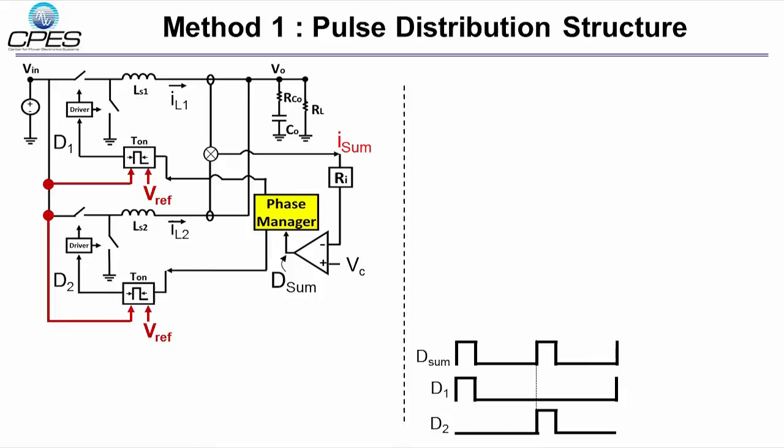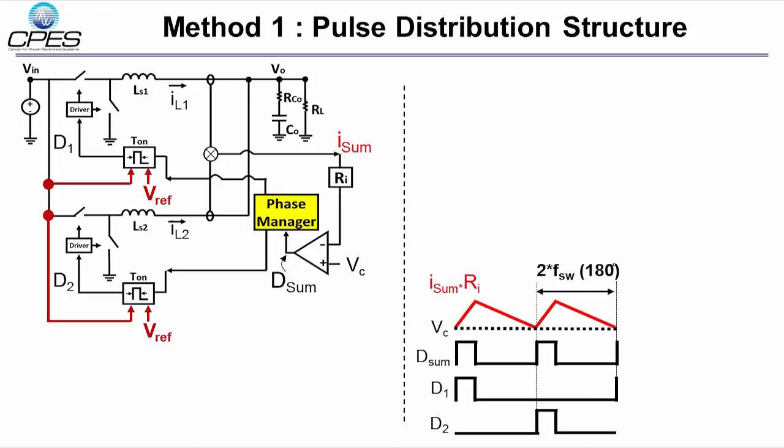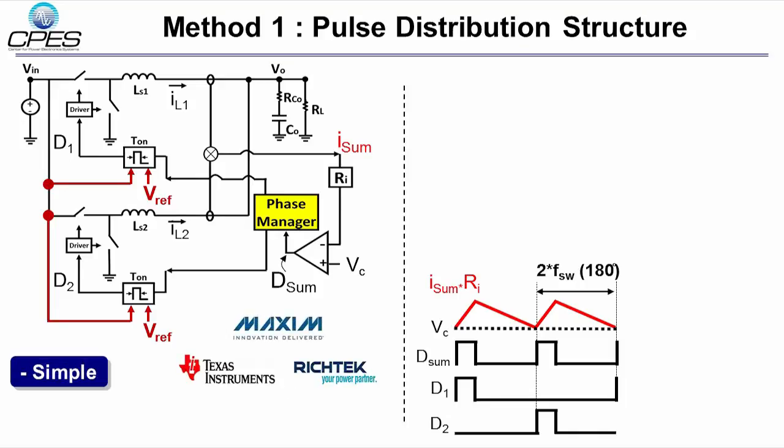The bottom right figure shows the first pulse of D sum goes to D1 and the second pulse to D2, and so on and so forth. And the modulation of D sum is based on the intersection between the summed inductor current I sum and the control voltage Vc. Since the frequency of I sum is 2 times the switching frequency, 180-degree phase shift is automatically achieved. This method is very simple and has been widely used.